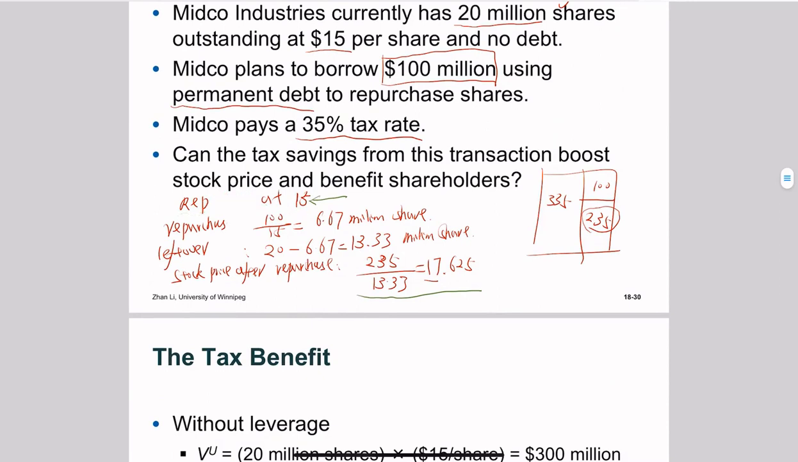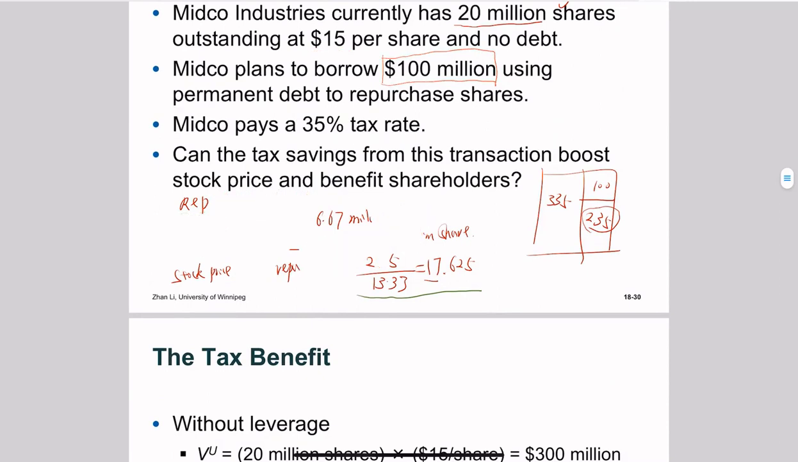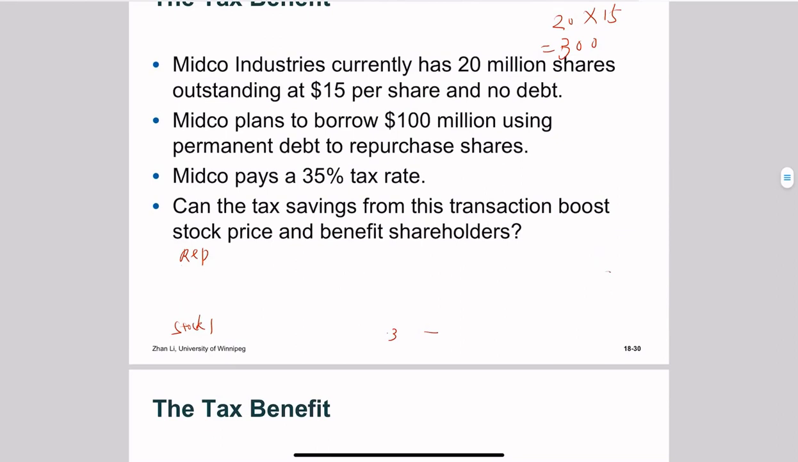discussed. So there's this firm, it has 20 million shares and a per share price of $15. It has no debt. And then the firm tries to borrow $100 million. This is a permanent debt, and it uses this permanent debt to repurchase its shares. We assume the corporate tax rate is 35%. Now the question is, how would the stock price change?